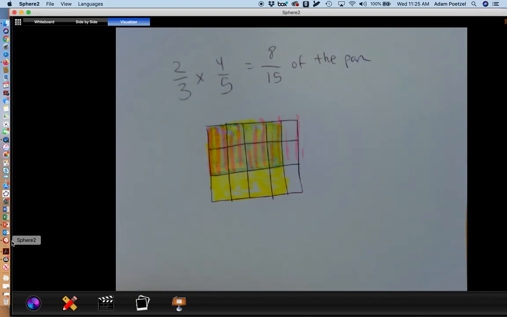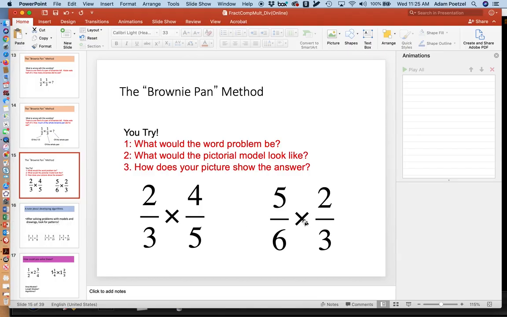All right, so for you, why don't you take a moment and try the second one? Pause the video and draw out the second one and see if you can get a good word problem and a good visual to go along with that one, okay?